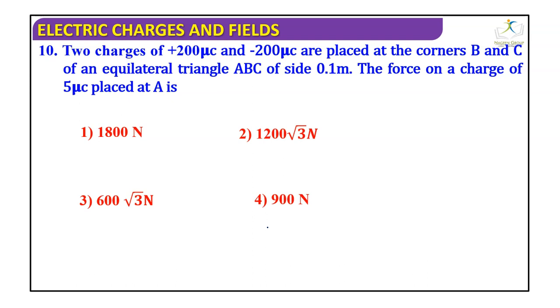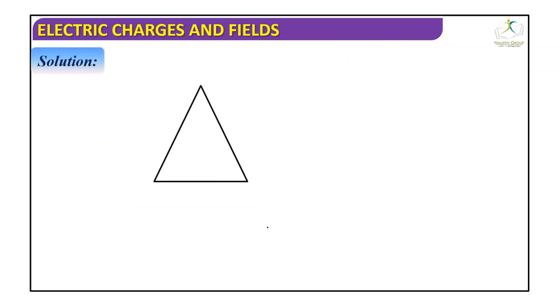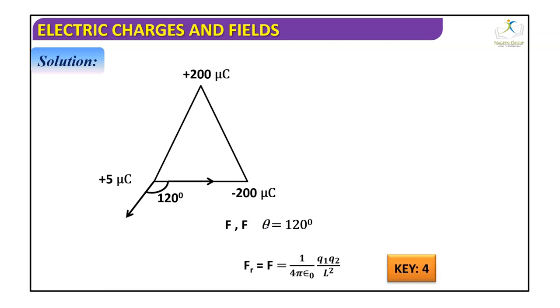Firstly, we will make the diagram for this. The diagram is: we have 200 microcoulomb of charges. Because of that, the force lines will make a 120 degree angle. So I'm just putting all the charges. So theta will be 120. Put this value and we will get Fr, that means the resultant force, that will be 1 by 4 pi epsilon naught Q1 Q2 by r square. So let us see how answer 4 came.